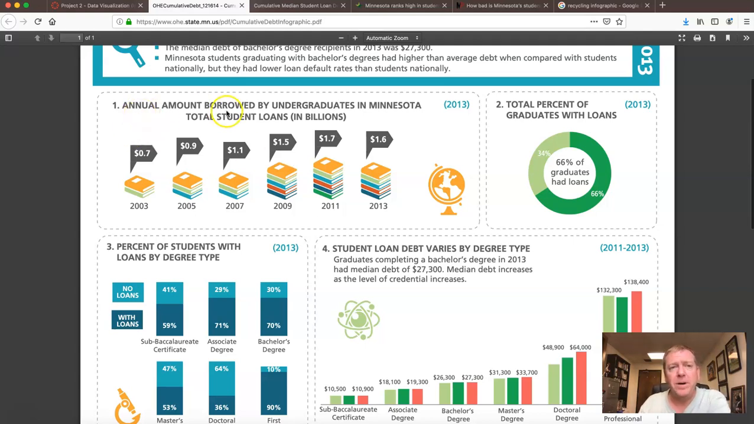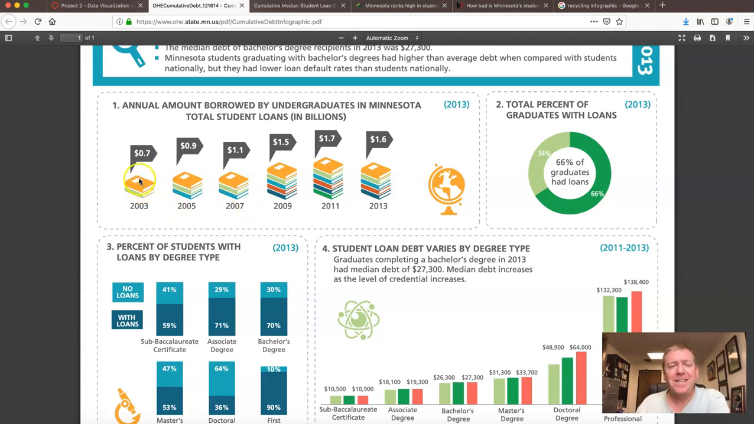So number 1, annual amount borrowed by undergraduates in Minnesota, total student loans in billions. From 2003 up to 2013, going every almost two years, and stacking the number of books. What do books represent? Well, we're talking about college and student loan debt, although you're not buying as many books as you used to anymore. But in any case, that's kind of what the books mean.